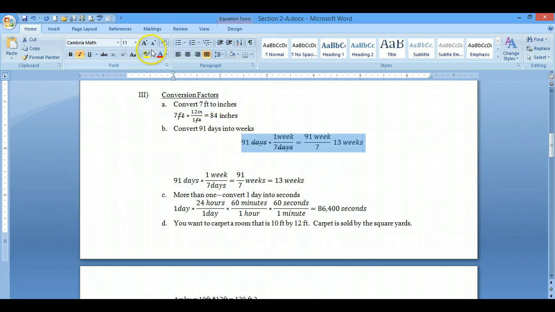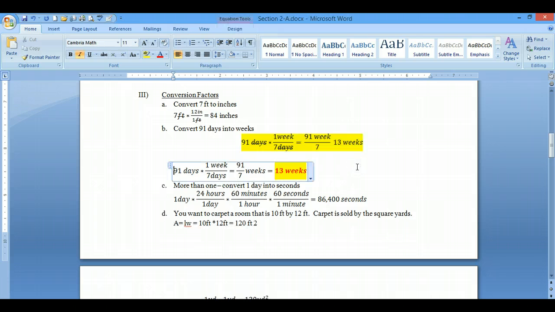Okay, and now I would like to highlight that this is my answer. And I can use a highlighter button, or I can come in here and change the color, increase it. I could do both. Just some way that I know where your answer is to be found when you submit these in your homework supplements and anything that you submit to me.